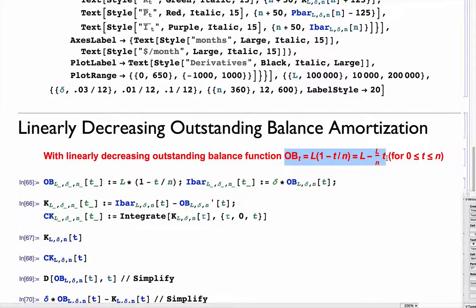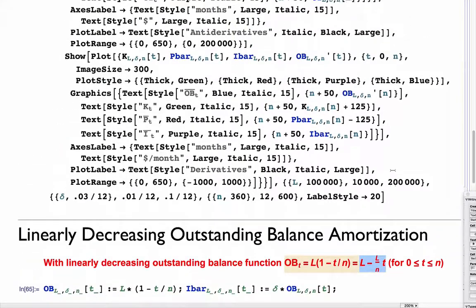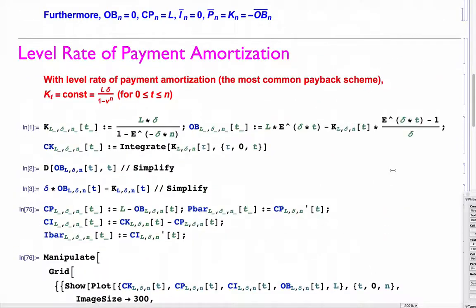OB(t) here you see is a linear function with a negative slope, having a value equal to L at time 0 and equal to 0 when t equals n. So we'll consider both of these situations, and we will use Mathematica to enter these functions and change L, delta, and n and see what happens, and illustrate some important concepts.